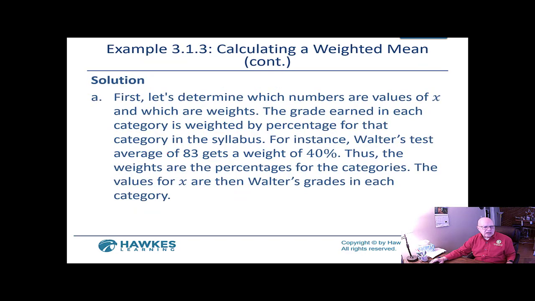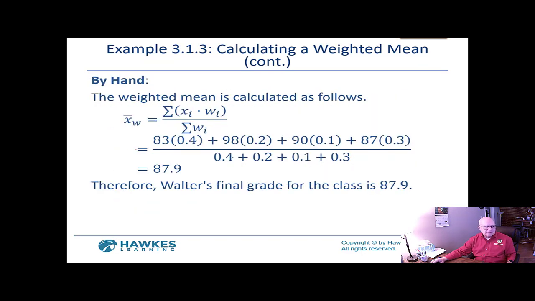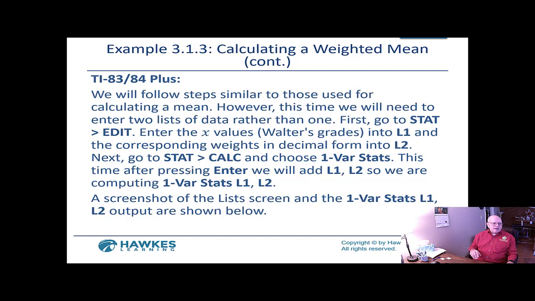So what's it look like? Like this. There's a test. The tests are worth 40%, and so on down the line. Do all the weights, you add those up, and there's the final grade. Walter made a good 87.9%. Hooray for Walter!